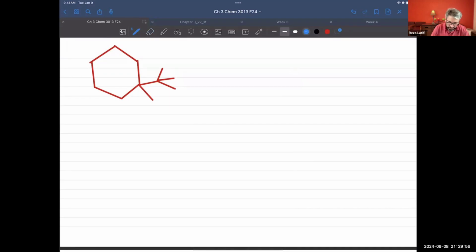Let's first name it. I have a methyl substituent and also a tert-butyl, and the parent is going to be the ring. Why the ring? Because it has 6 carbons. So let's start labeling from here; we're going to call this carbon 1. I have 2 substituents on it, so I need to mention 1 twice.